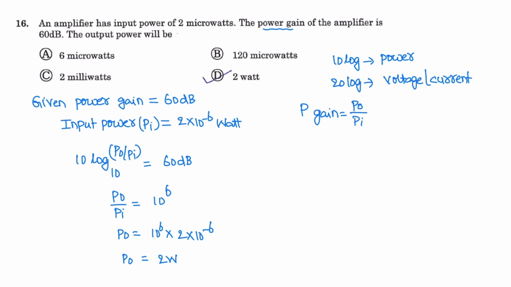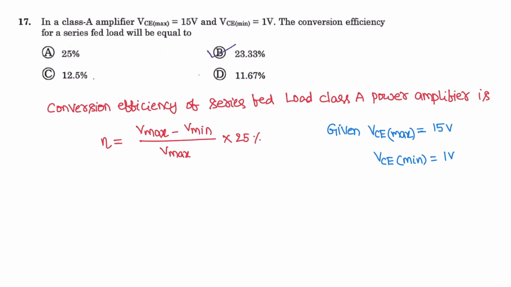Next question. In a class A amplifier with maximum collector emitter voltage VCE of 15 volts and minimum voltage of 1 volt, what will be the conversion efficiency of series fed load? The conversion efficiency of class A power amplifier with series fed load is maximum 25%. This is the ideal value, but in the question they have given 15 volts VCE maximum and 1 volt VCE minimum. So the efficiency is (15 minus 1) by 15 into 25%.